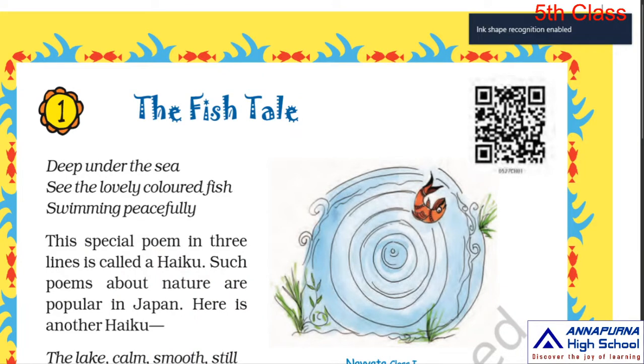The fish tale. Now, let me read the poem. Here is a small poem with 3 lines. Deep under the sea, see the lovely colored fish swimming peacefully. So, this is a special poem in 3 lines. The 3 lines, it is called a haiku. Such poems about nature are popular in Japan. Here is another haiku.